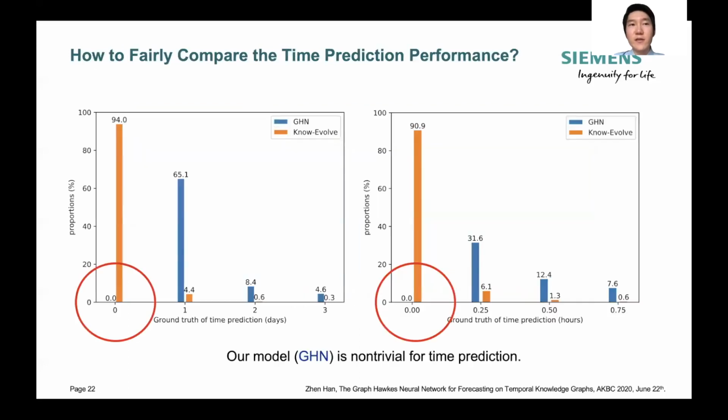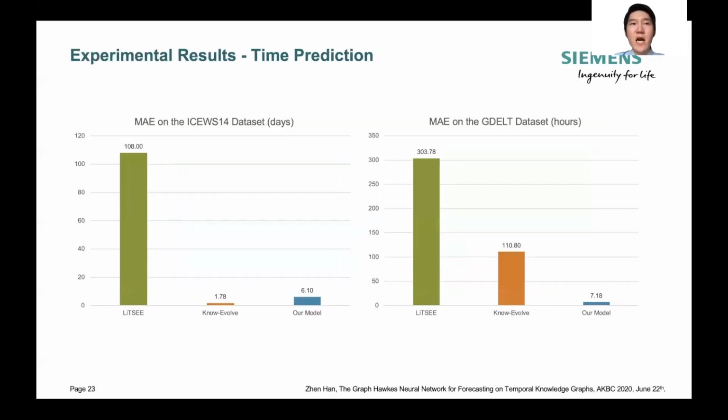For the time prediction task, we propose a plausible way to evaluate time prediction performance considering concurrent events. Otherwise, most ground truth values would be 0, as in a baseline model called no evolve. We compare our approach with LiTSE and no evolve since only these two models are capable of performing the time prediction task on temporal knowledge graphs. The figures demonstrate that our approach achieves competitive results on both datasets.